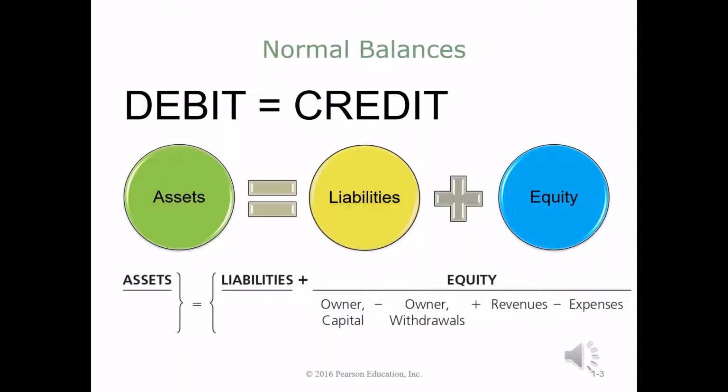Knowing the normal debit and credit balance of all the accounts isn't as hard as it may seem. It all stems from the accounting equation. Normal debit balances such as cash are on the left side of the accounts, just like assets are on the left side of the accounting equation. And normal credit balances, such as accounts payable, are on the right side of the accounts, just like liabilities are on the right side of the accounting equation. Equity is a little more complicated, but we'll talk about that later.